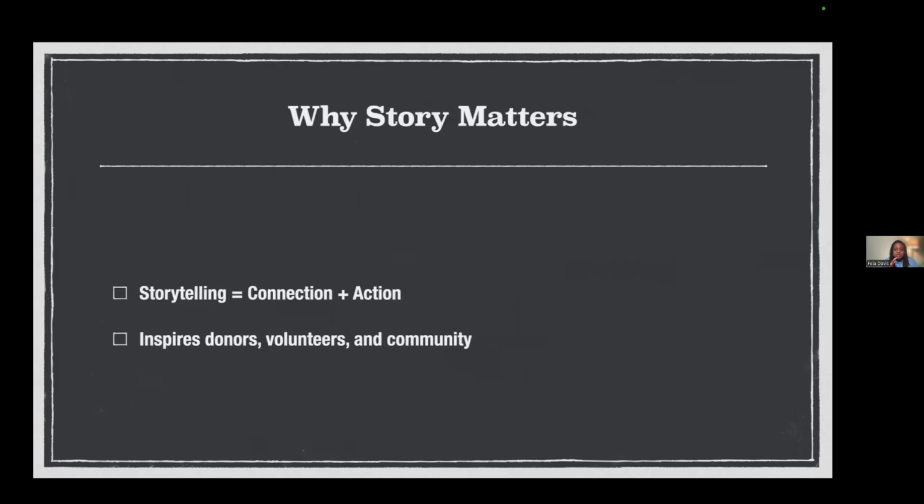So let's get right into it. Why stories matter. Storytelling is connection. Storytelling also gets you to action. So connection plus action. And then you want to inspire people because you're nonprofits. You want to inspire donors, volunteers, the community, to assist with the problem you're trying to solve.